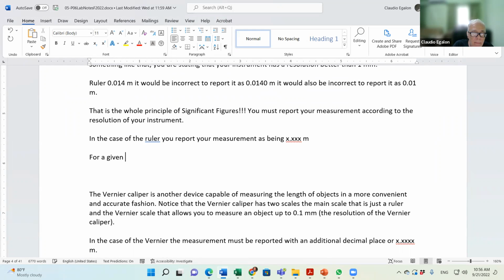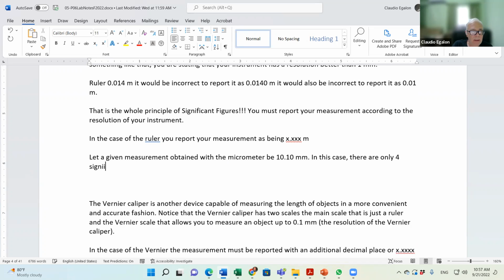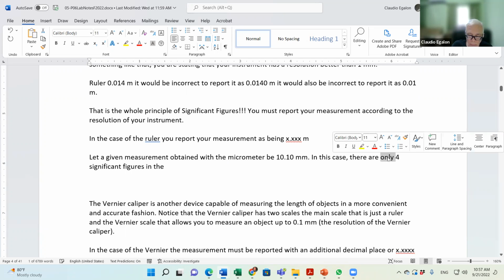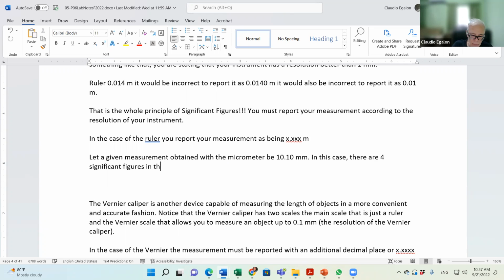For a given measurement obtained with the micrometer, let the measurement be 10.10 millimeters. In this case, there are 4 significant figures in this measurement. So you count that: 1, 2, 3, 4.